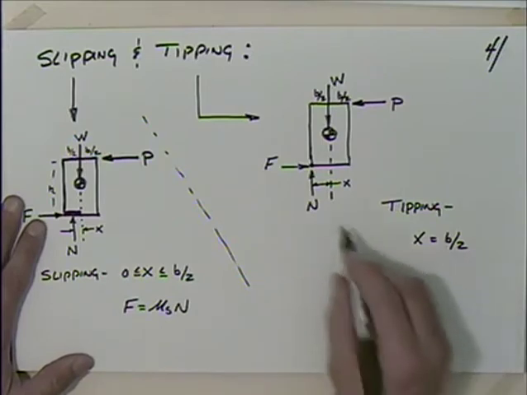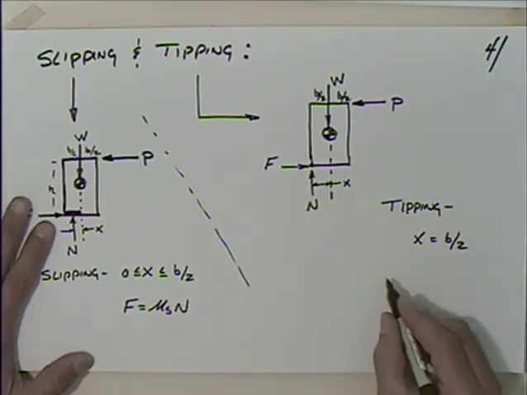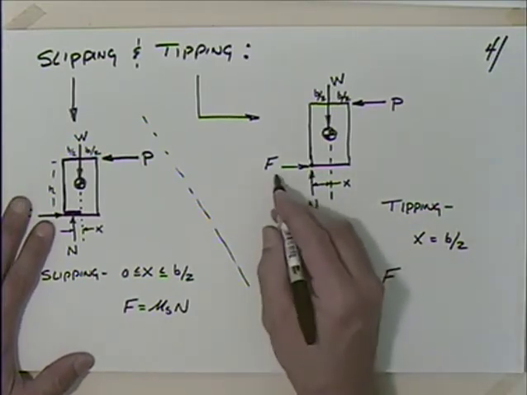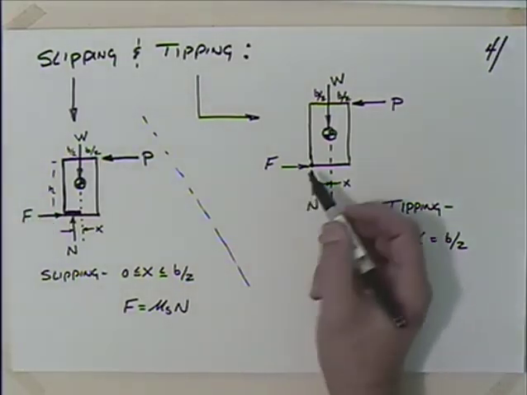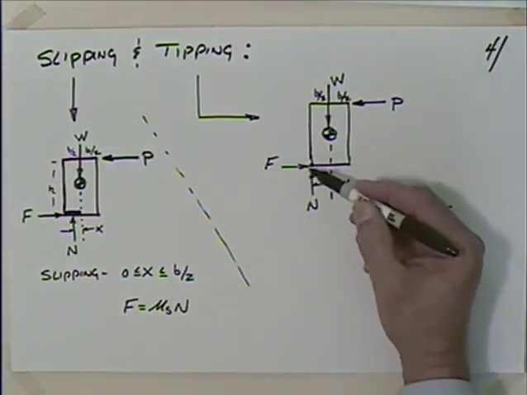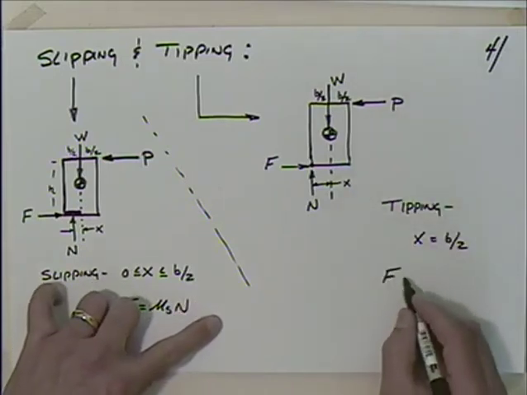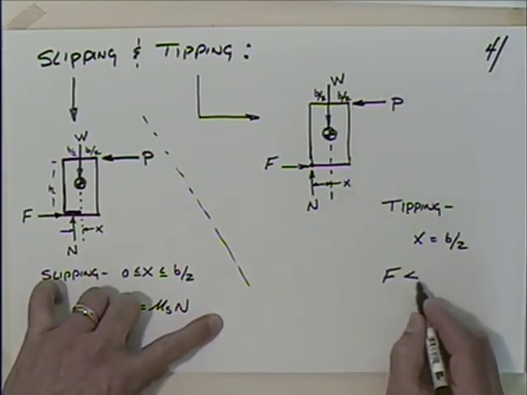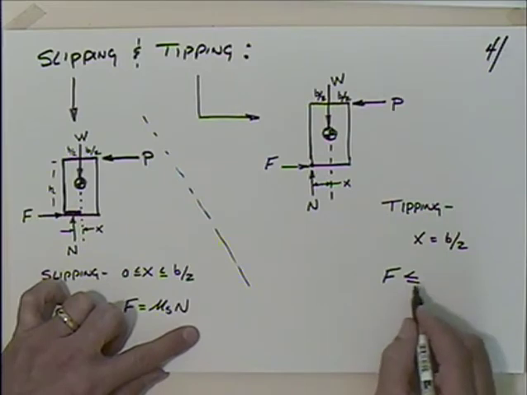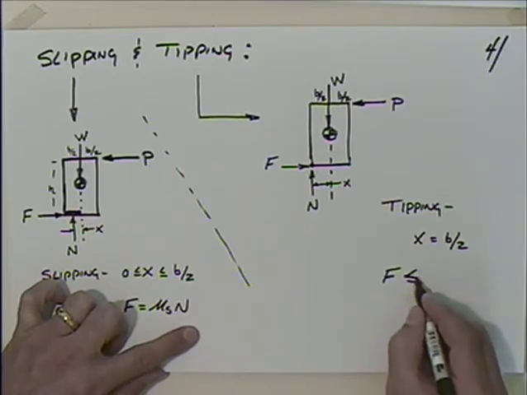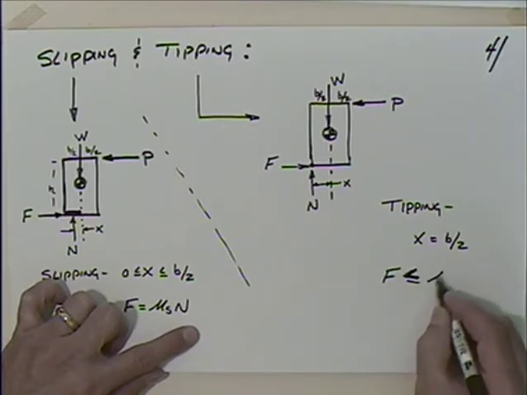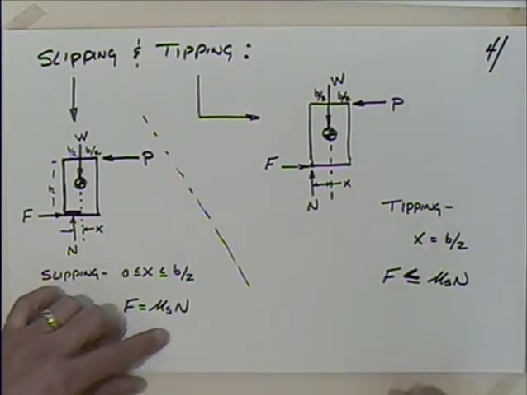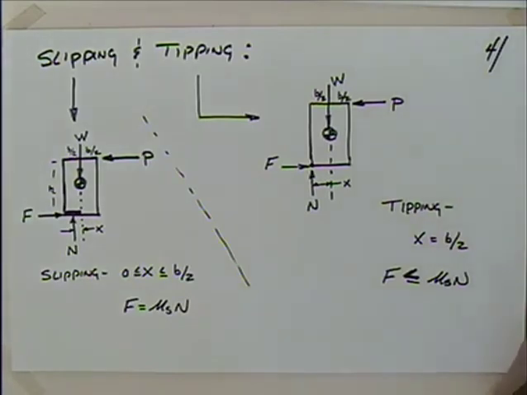So that's the good news. I know a lot about where that normal force is. The bad news is that the force here is not the friction force, because if it's tipping, it's not slipping. So this friction force is not developed yet, so this is going to be less than, it might be equal to, just on the verge, but less than, I'll emphasize less than, mu sub s times N.